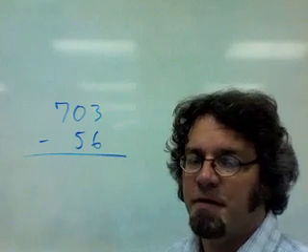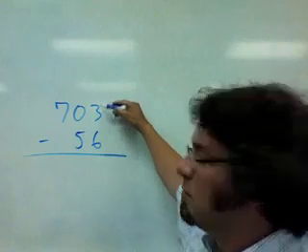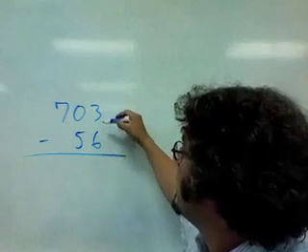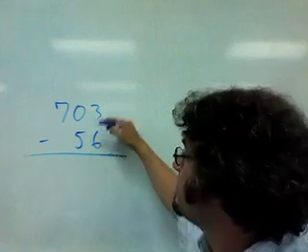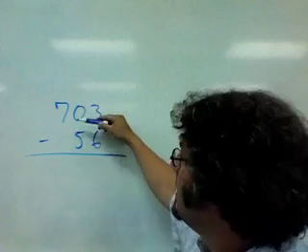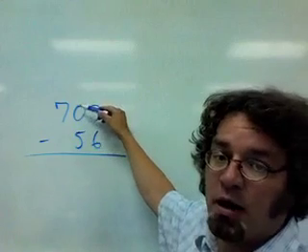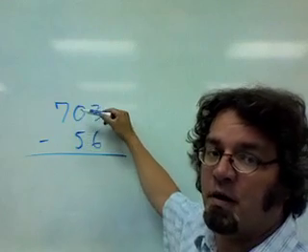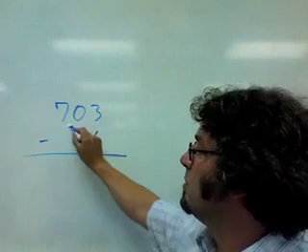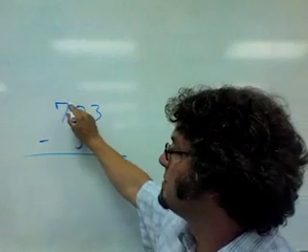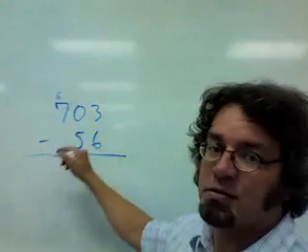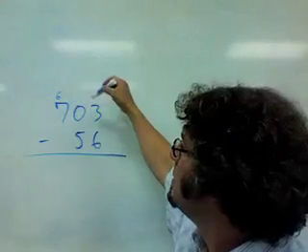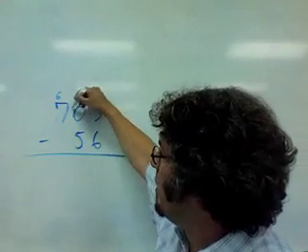703 minus 56. We'll start over here in the ones column, and you can't take 6 away from 3, so you have to borrow from the next column. And in this case, that's not possible either, because you can't take 5 from 0. So we'll borrow from this 7 and then replace the 7 with 6. We'll come back to this later. And then carry the 1 over here.